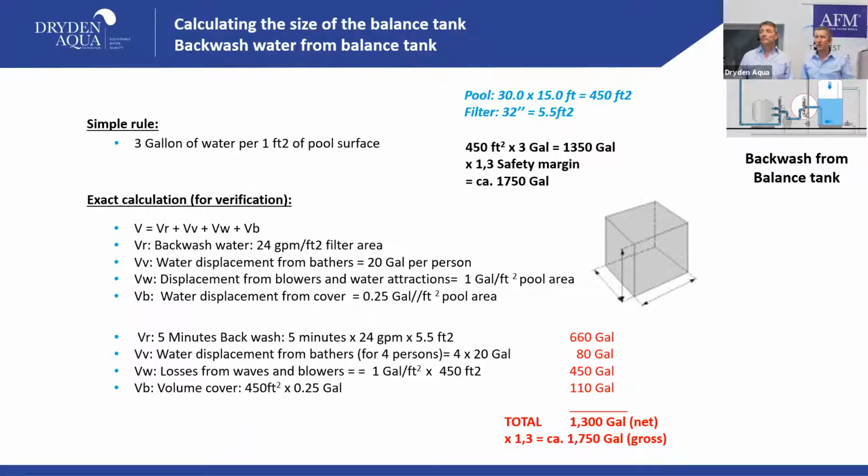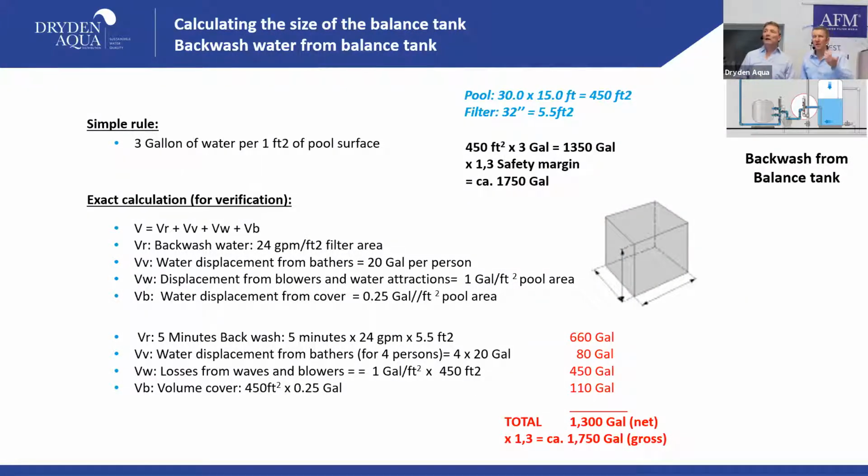In order to save you time and trouble, there's a simple rule you can apply. What you need to know is the surface of your pool, in this case a 30 by 15 feet pool. Take 3 gallons of water per square unit of pool surface. So in this case, 450 times 3 equals 1,350 gallons. Apply a safety factor of 1.3. Voila, you have the volume that you need for the backwash tank. A simple rule and an exact calculation bring you to the same result.